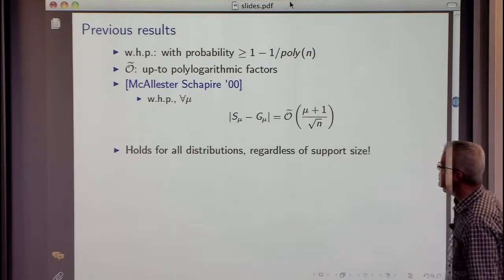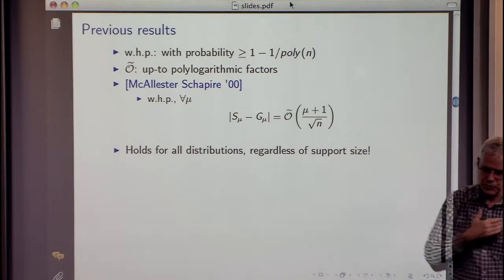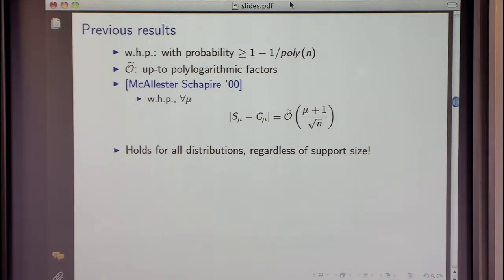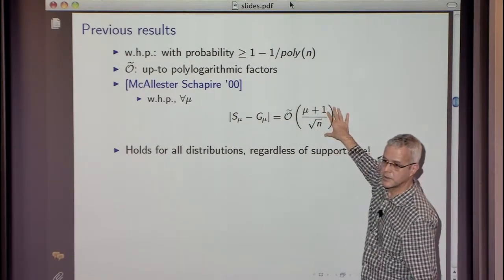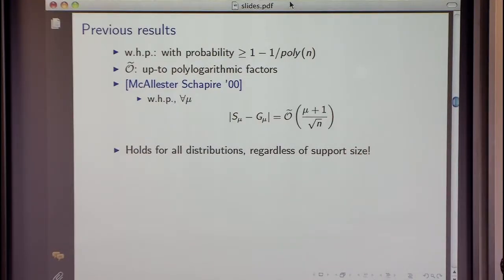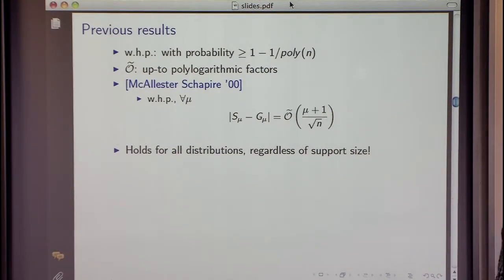The nice thing about this is that it holds for all distributions regardless of support size. We're trying to estimate S0, S1, S2, and so on. No matter what the support size is, you go off by at most this with high probability close to 1. So if you give me 100 samples, I can tell you how well I estimate this, and I don't care what the distribution is. The distribution could be of infinite support. K could be infinity. I don't care. Given the number n, I know how close I am to the distribution. And that's the good thing.